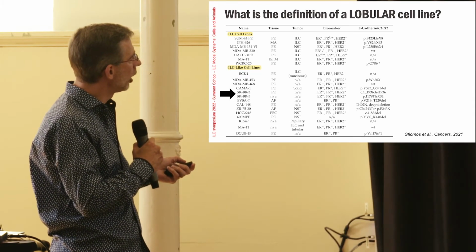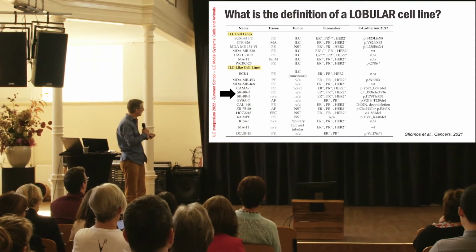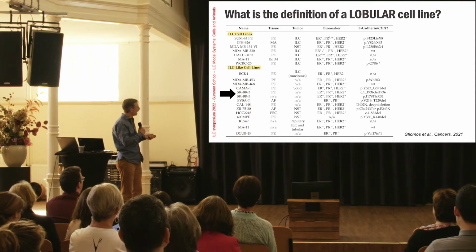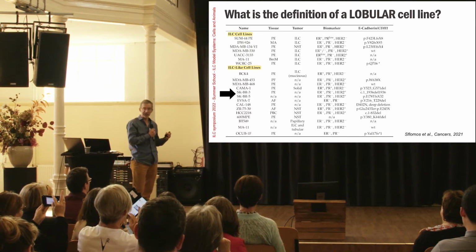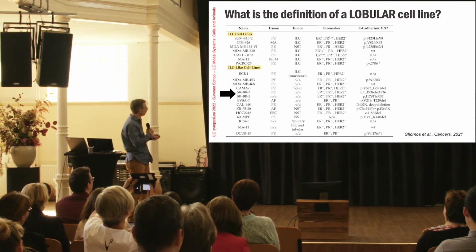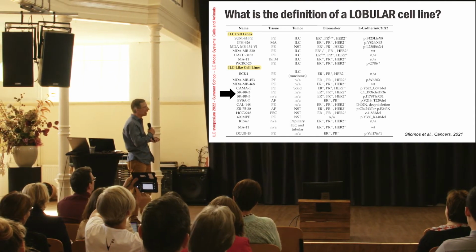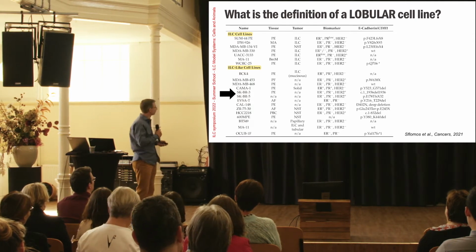So when the RATHER consortium was looking at cell lines, they realized there are a bunch of cell lines here which actually have a mutation in E-cadherin. So they have potentially the genetic marker of lobular. And the RATHER consortium referred to these as ILC-like. They're not labeled as ILC, but they look like ILC.